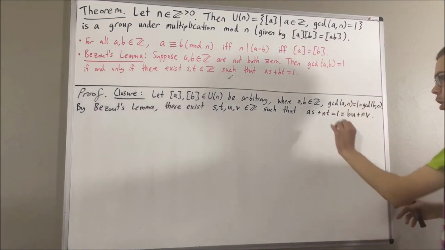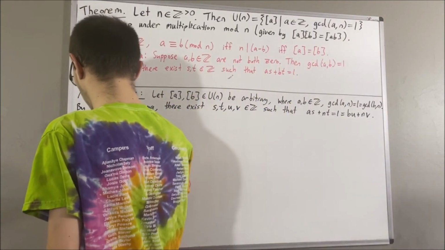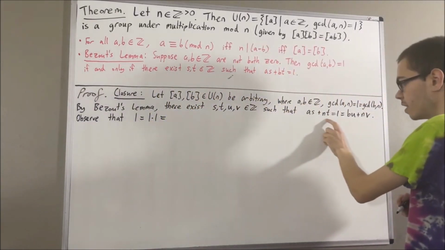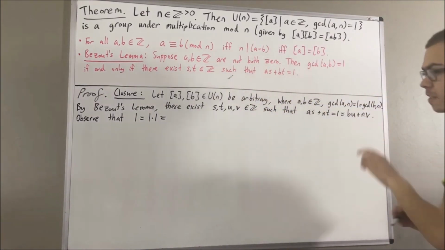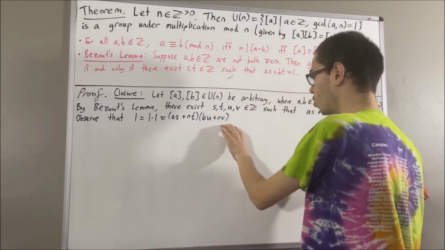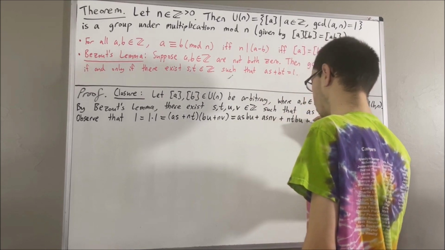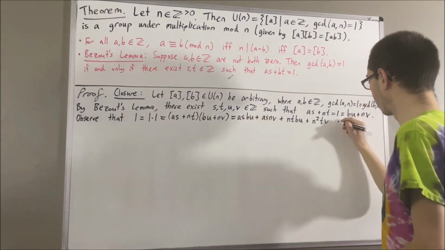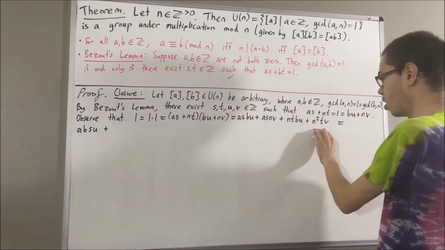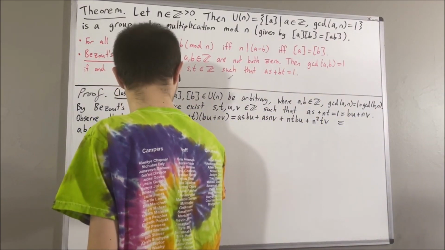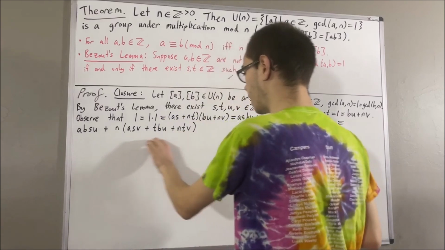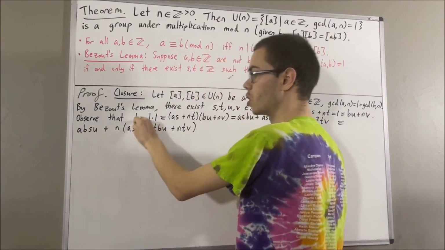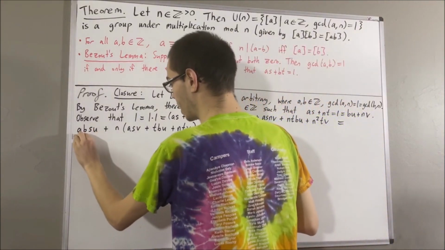And then what we're essentially going to do here is multiply these two expressions together. First of all, we know that 1 is equal to 1 times 1, but we're going to substitute the first one for as plus nt, and we're going to substitute the second one for bu plus nv. And then if we expand this out, we get this. Now, as for the first term, we're going to re-express this as ab times su. And as for the last three terms, we're going to factor out an n. And if we do so, we get this. And now we see that ab times an integer plus n times an integer is equal to 1. So by Bézout's lemma, we can conclude that the greatest common divisor of ab and n is equal to 1.